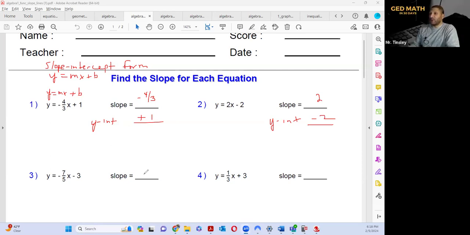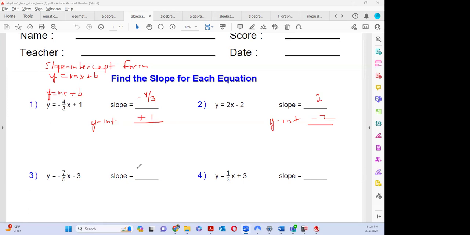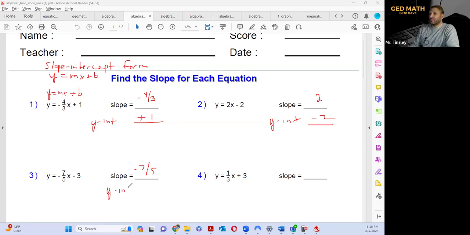Brandy, what's the slope of number 3? -7/5. What's the y-intercept? -3. I think we have Rel and Javette left. Who wants to try number 4?